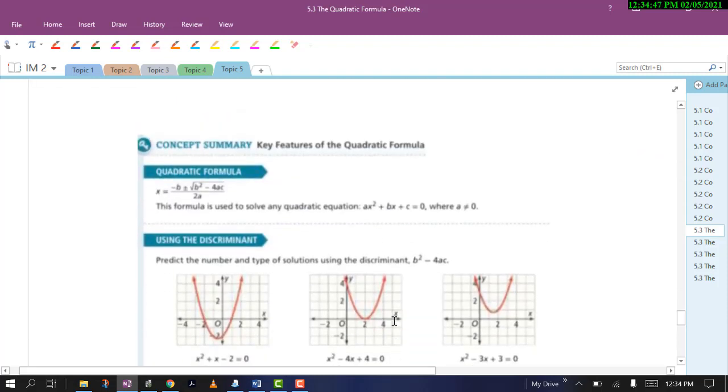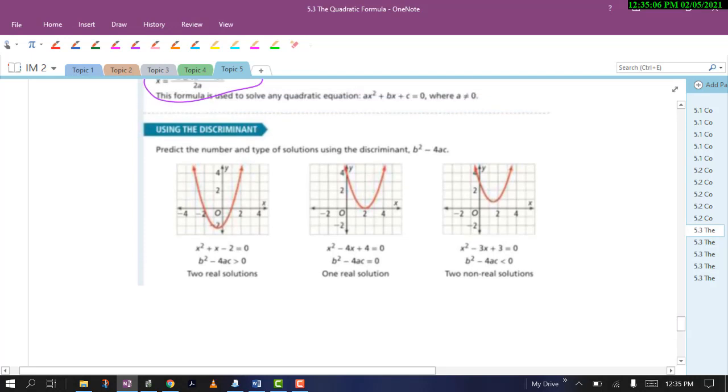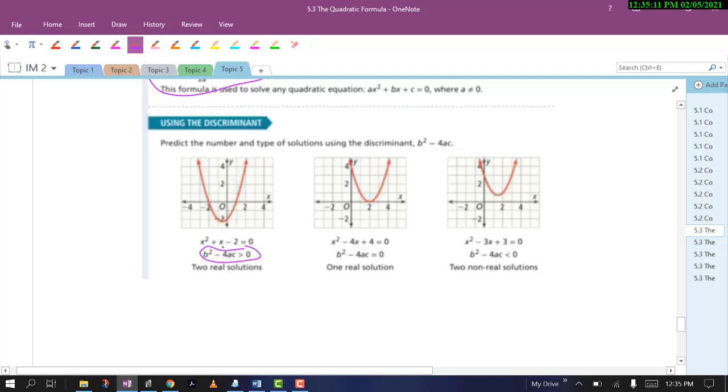And just to summarize, x is negative b plus or minus square root of b squared minus 4ac, all divided by 2a. You need to know this formula. If you don't know this formula for our test, it means you haven't been doing your work, and we need to try that again. So, predict the number and type of solutions from the discriminant value. Again, a discriminant that's positive, we have two real solutions. If it's 0, we get one real solution. And if it's less than 0 or negative, we have two non-real solutions. So that is how we use our quadratic formula.